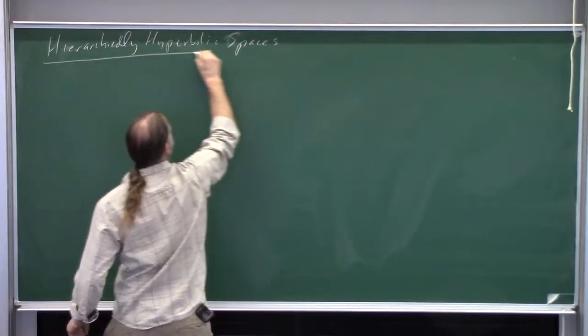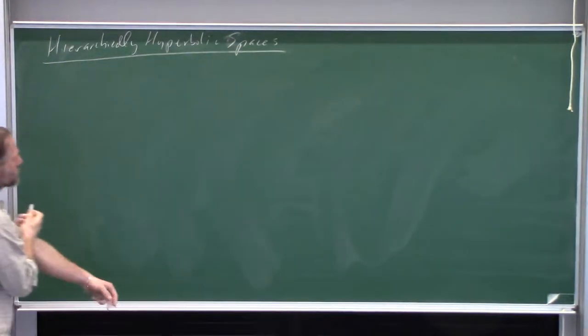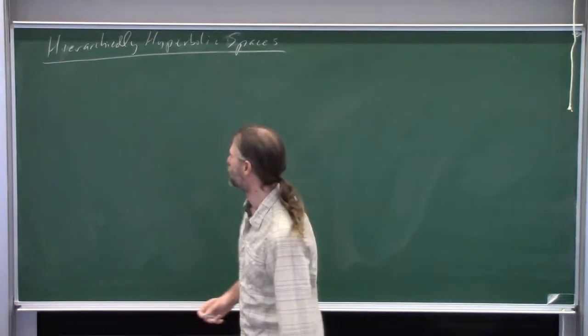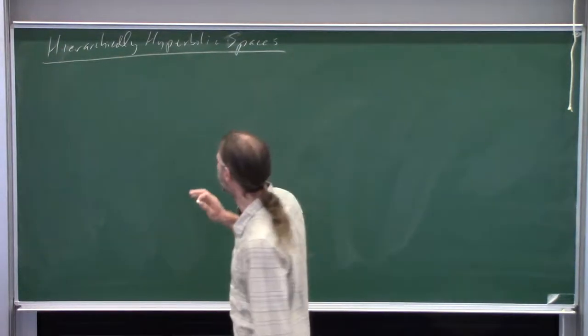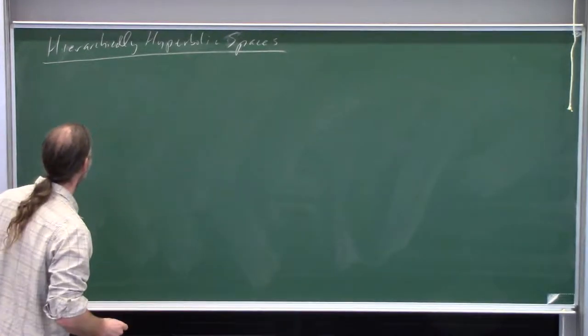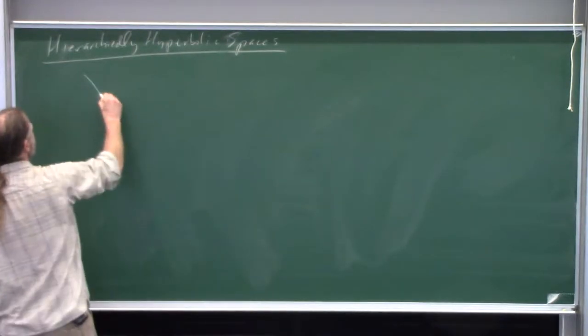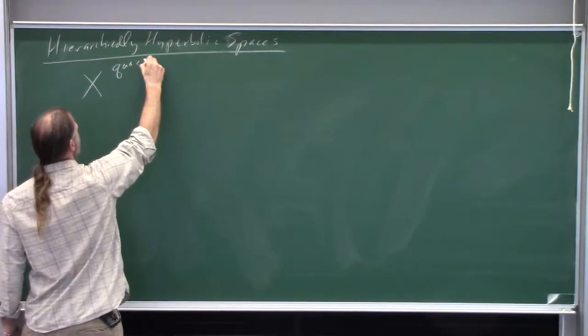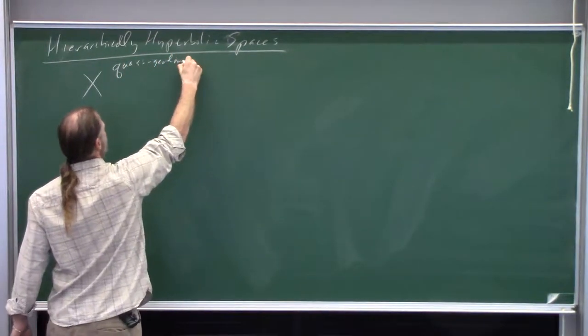So Hagen and Sisto and I kind of introduced these a few years ago. And so what I want to do is explain kind of the basics of what they are. So in general, you start with some space X, which is a quasi-geodesic metric space.